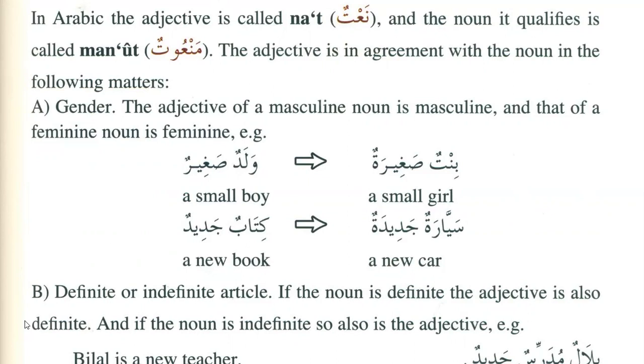And then B. It is different for feminine and masculine. The gender of both Naat and Manut should be the same, okay? So here you see, Walad is Manut, and the Naat is masculine, because the Manut is masculine. Here, in Bintun Sagiratun, the Manut is feminine, so the Naat must be feminine, okay?